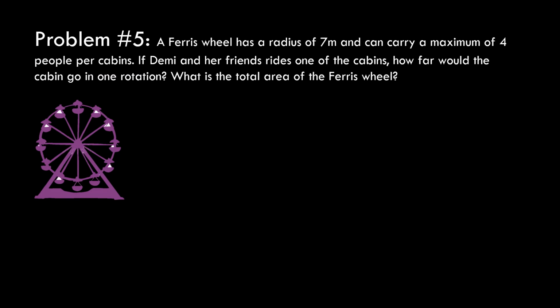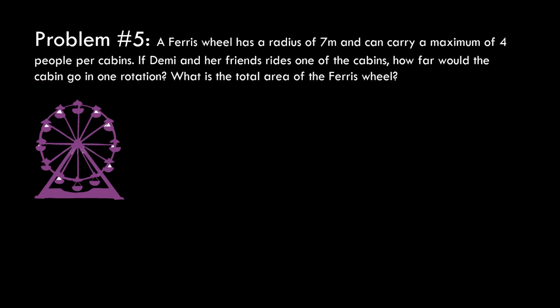So in this problem, the questions are how far would the cabin go in one rotation, and what is the total area of the Ferris wheel? So it is pretty simple. What we are going to find is the perimeter and the area. Only that since it is a circle, it is a special case, which means the perimeter will be called a circumference. So the circumference is the question about how far would the cabin go in one rotation. And of course the area, it is obvious. It is the question about the total area of the Ferris wheel.